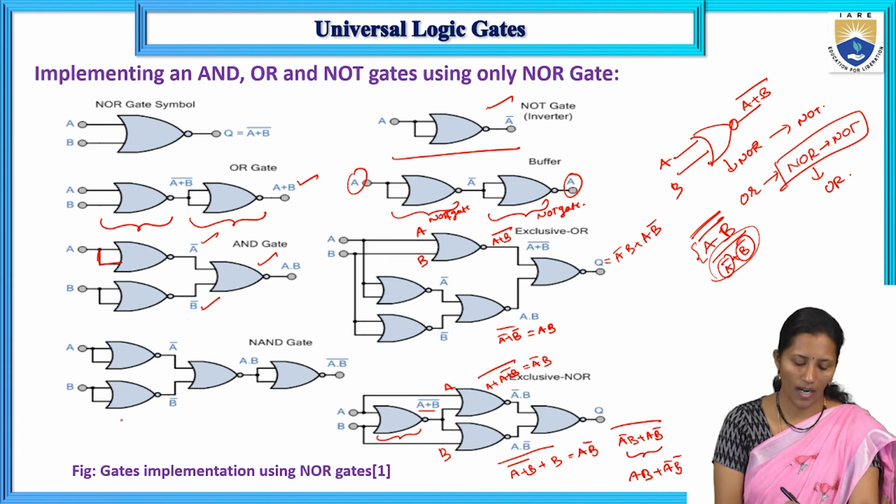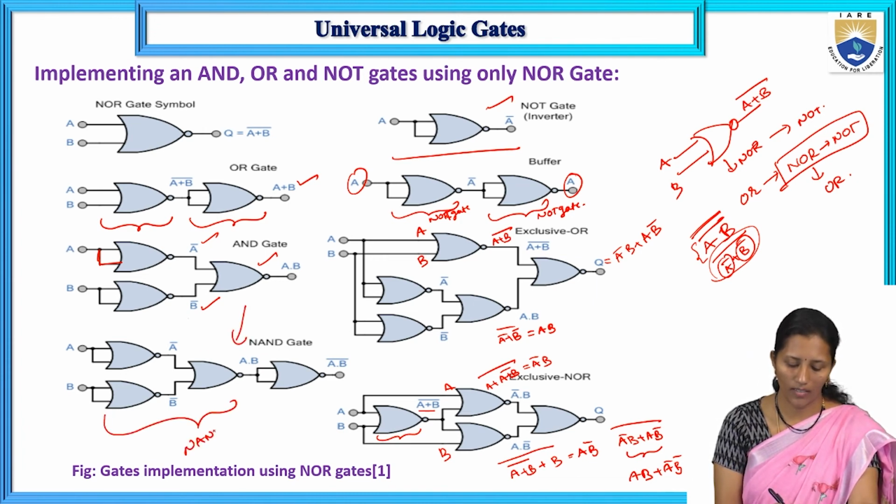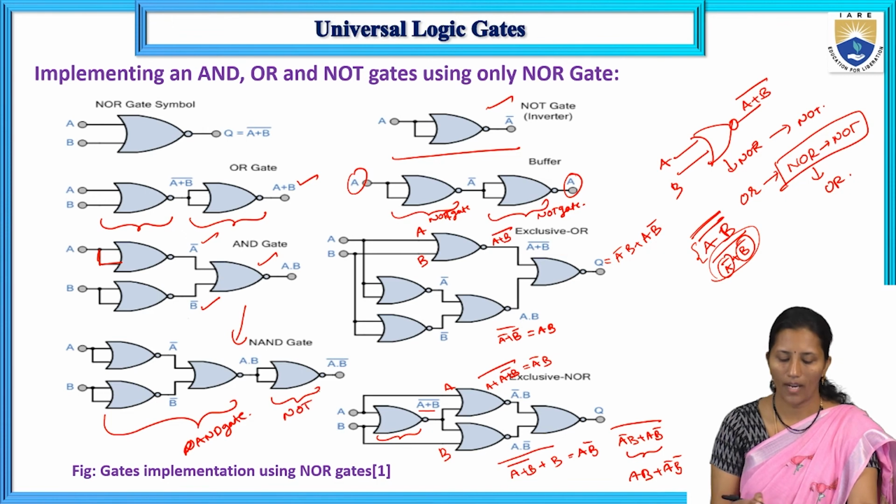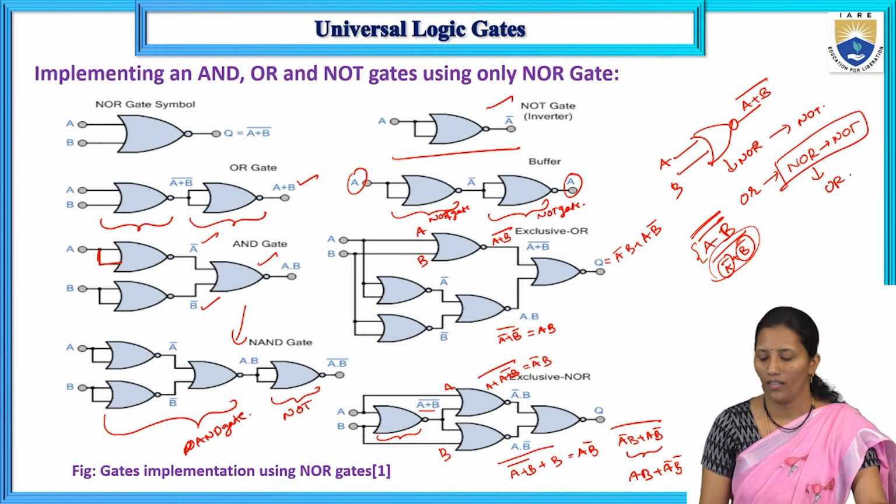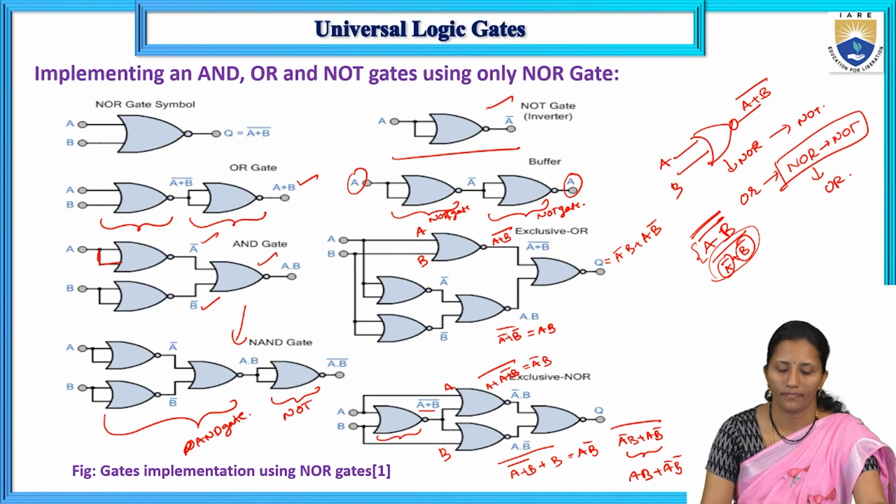Okay. Here for NAND gate, the NAND gate same. This is NAND gate realization. AND gate is followed by NOT gate. Inversion of AND gate output is equal to the NAND gate.